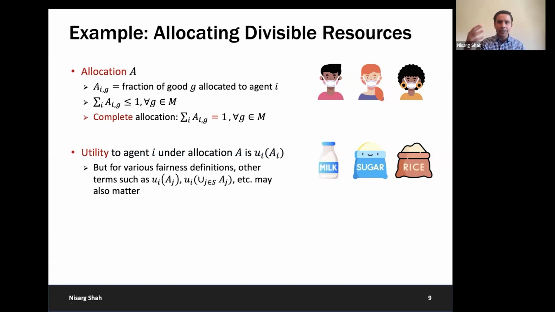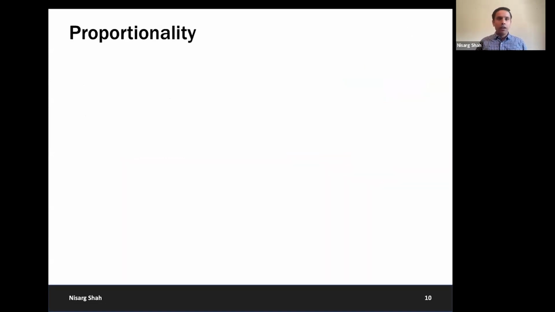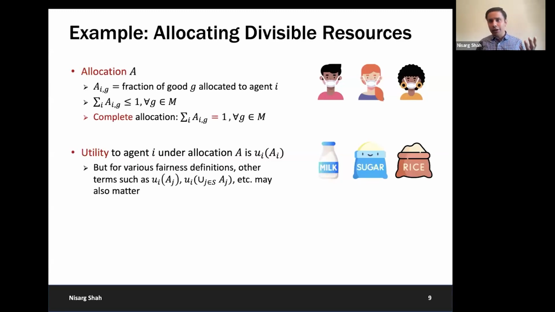And so from this, you might think that we really only care about these n numbers, u1 of a1, u2 of a2, ... un of an, which is the utilities that the n different agents have under this allocation A. But that's not always true. A lot of the fairness definitions also use other interesting terms such as ui of aj. How much utility would agent i have had if she were given agent j's allocation, right? So you think about these hypotheticals and counterfactuals, and sometimes the fairness definition relies on thinking about these.